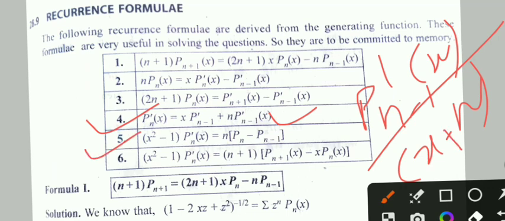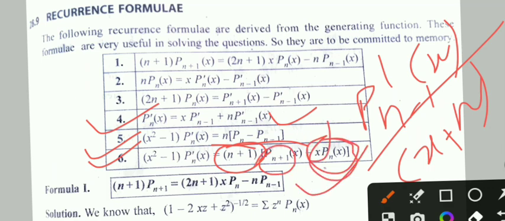Next is 5, that is x square minus 1 pn prime of x is equal to n into pn minus 1. If you again derive this formula, then if you put n is equal to n plus 1, this type of formula can be obtained. In this chapter, pn of x has more additional terms.